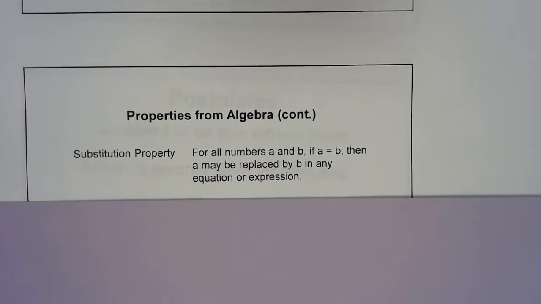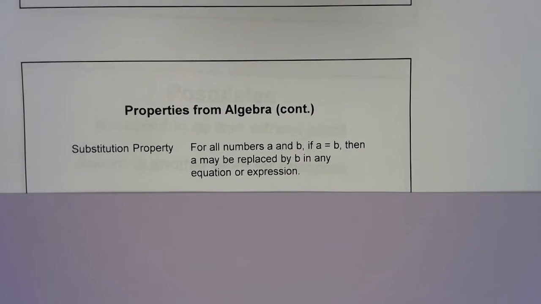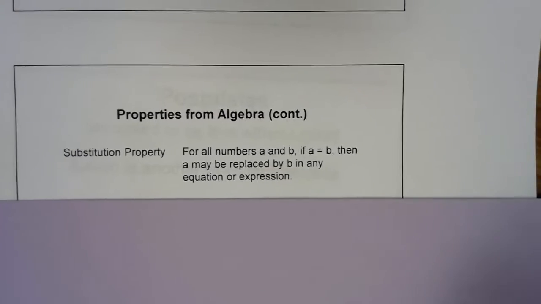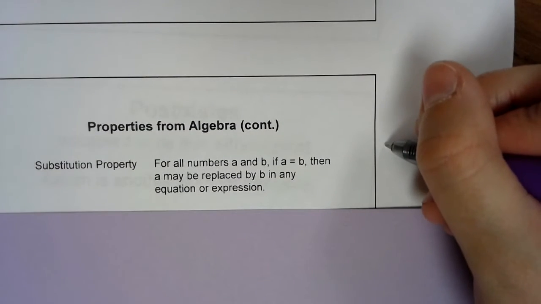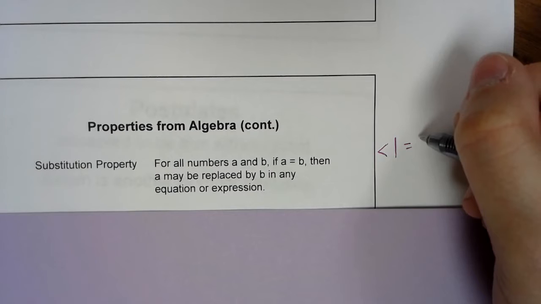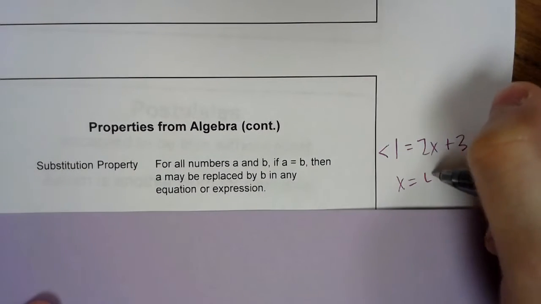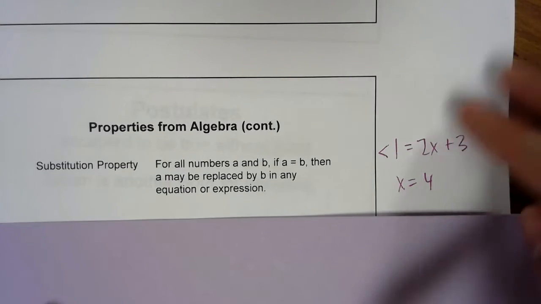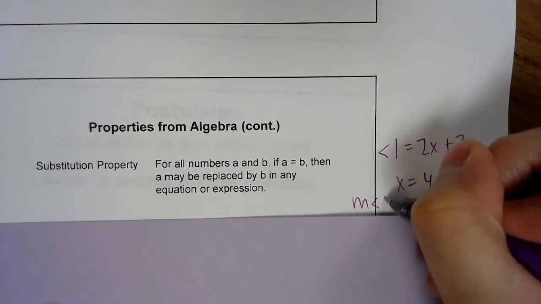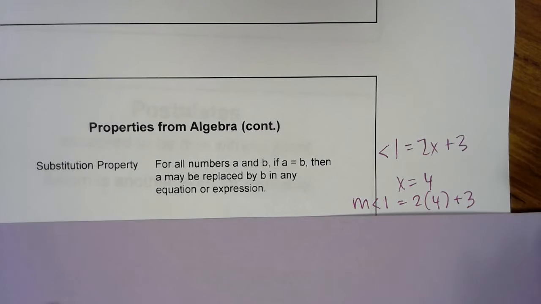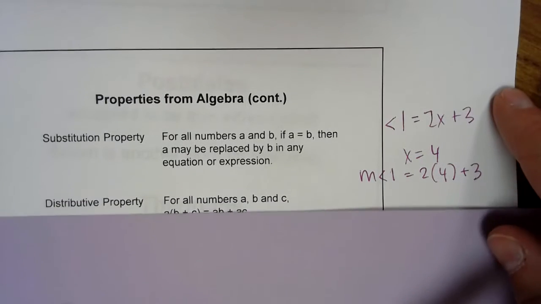Okay, a couple more. Substitution property. I think you've probably heard of this one. Maybe you just didn't know this was what it was called. But it says for all numbers A and B, if A equals B, then A can be replaced by B in any equation or expression. So that would be like if you're solving an equation and it says the angle 1 is equal to 2x plus 3. And then you work it out and you get that x is 4. So if you wanted to know the actual measure of angle 1, you would go back and substitute in 4 everywhere you see an x. Okay, so that's the substitution property.